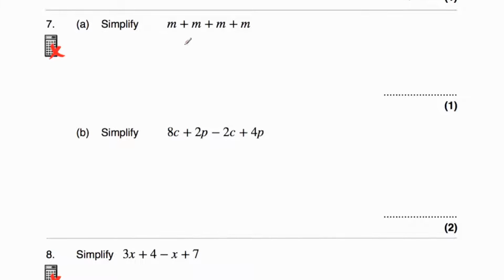Question number 7a says simplify m plus m plus m plus m. So we've got 1, 2, 3, 4 m's, and we're adding them all together, so that'll be 4 lots of m, or 4m.